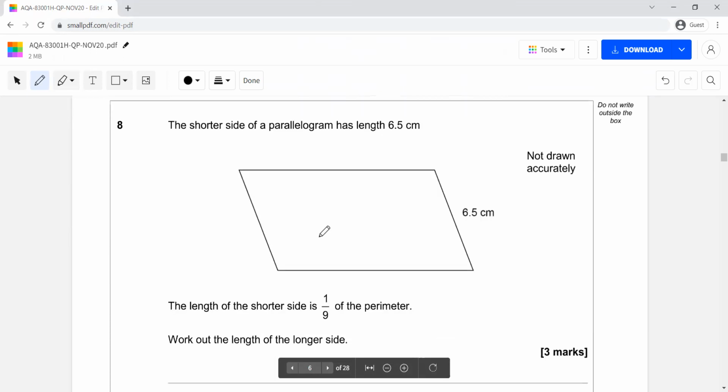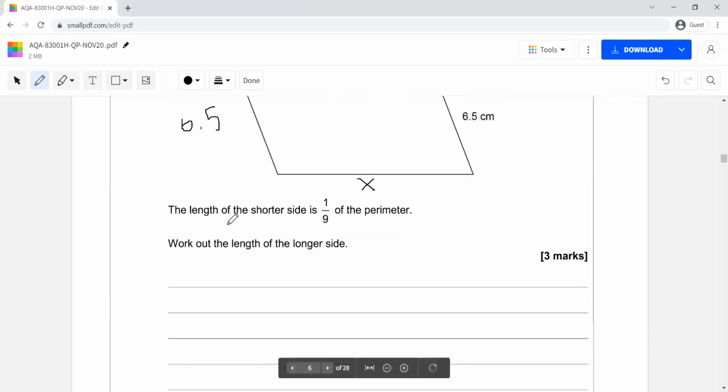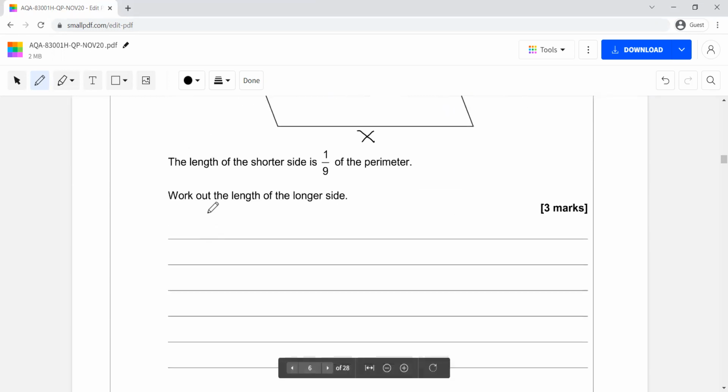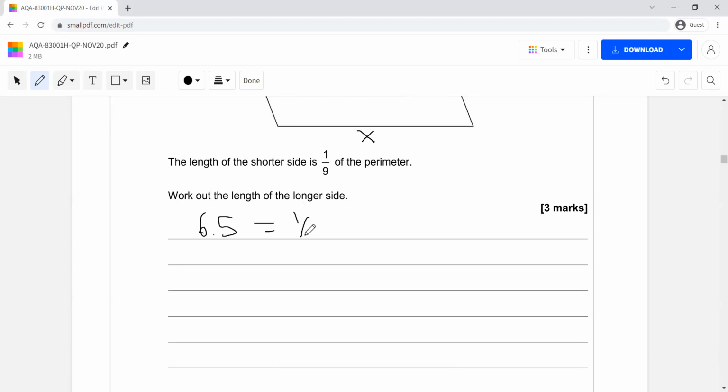Okay, question 8. The shorter side of a parallelogram has length 6.5 centimeters. The length of the shorter side is 1/9 of the perimeter. Work out the length of the longer side. Okay, so I'm also just going to label this 6.5. I'm going to label this X, and obviously this has to be X as well. So we know that 6.5 is 1/9 of the perimeter P. So perimeter must be 6.5 times 9.